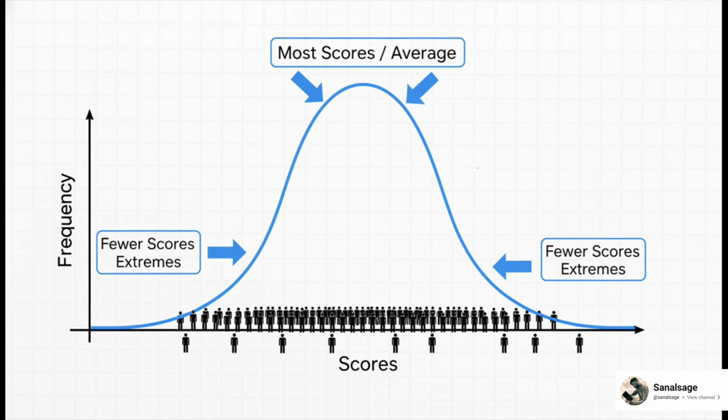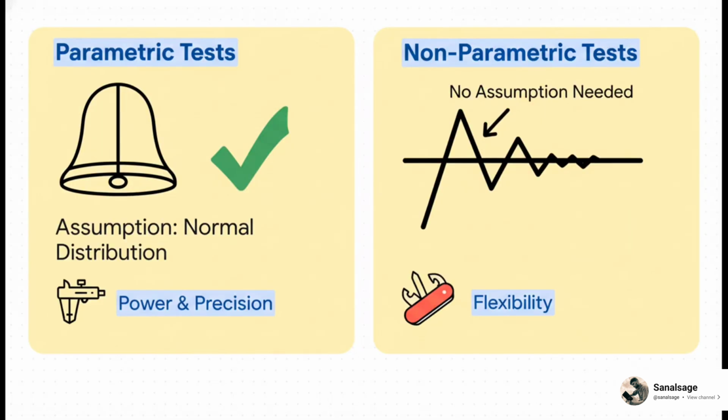Does your data look like this shape? This is the normal probability curve, but you probably know it as the famous bell curve. It's that symmetrical, bell-shaped graph where most scores are right in the middle, with fewer and fewer out at the edges. Whether your data fits this shape is a massive deal. This slide really breaks down that big choice.